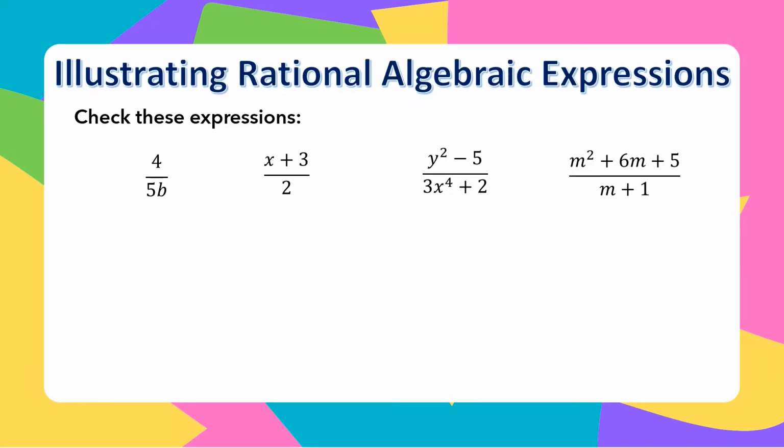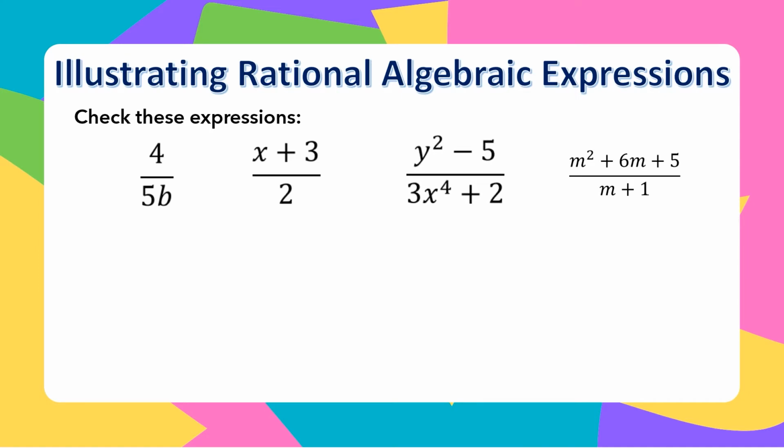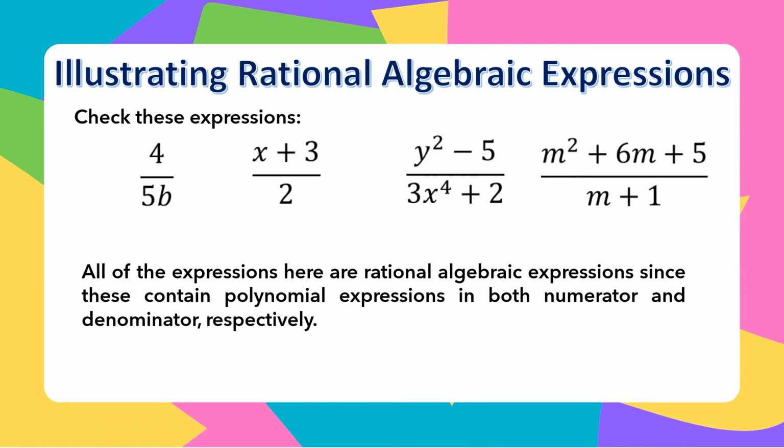Our discussion for today focuses on illustrating rational algebraic expressions. So let's check if these expressions are considered to be rational algebraic expressions or not. First, we have 4 over 5p. We also have (x + 3) over 2. Next is (y² - 5) over (3x⁴ + 2). And also (m² + 6m + 5) over (m + 1). All of these expressions are rational algebraic expressions since these contain polynomial expressions in both numerator and denominator respectively.